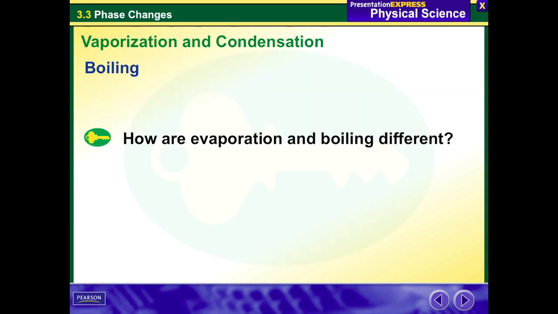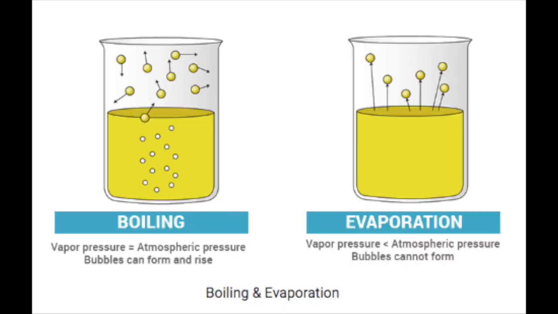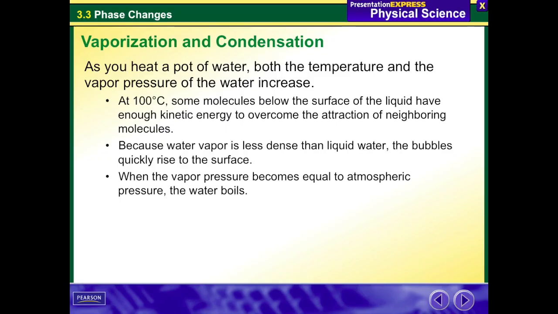So let's look at boiling. How are evaporation and boiling different? Well, vaporization could happen at room temperature, which would be evaporation, or at higher temperatures, which generally we would consider boiling, especially with water. As you heat a pot of water, the temperature and the vapor pressure of the water increase. So vapor pressure is a property of a liquid of how much it is trying to escape. It is a physical property of liquids, and each liquid has different vapor pressures.